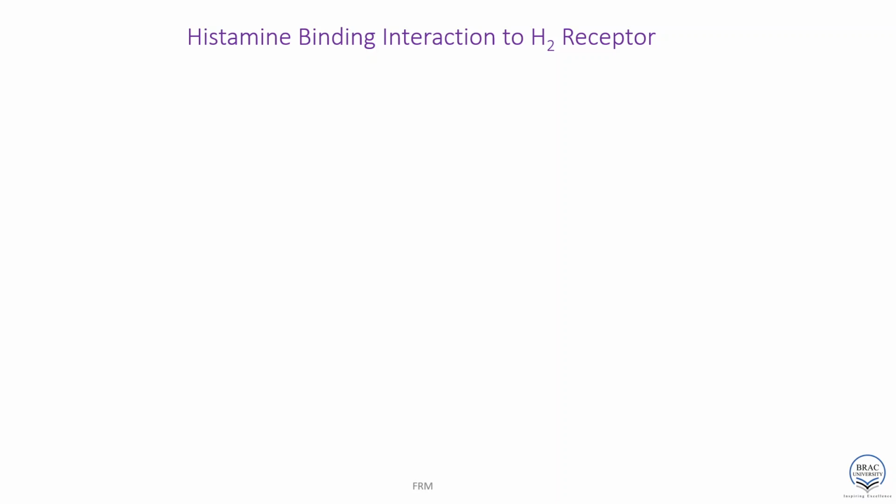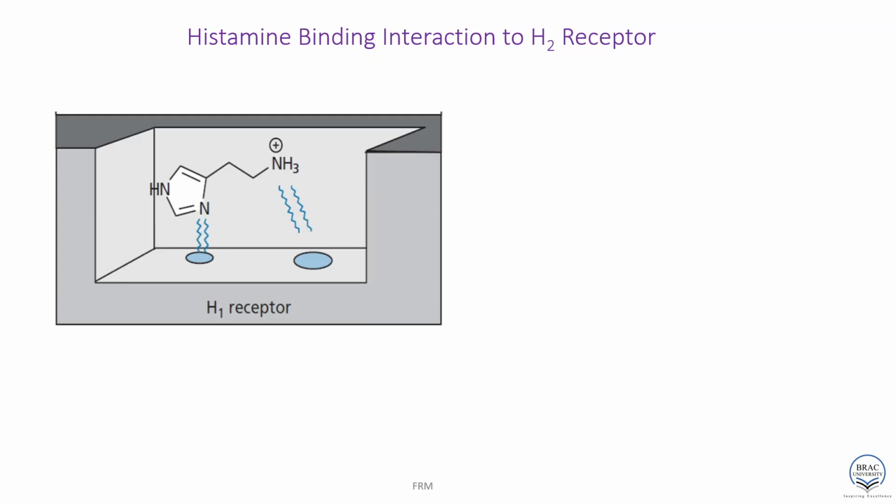So how does the histamine bind to the H2 receptor? If we understand this binding mechanism, then we can easily understand how the antagonist works in the H2 receptor. At first, this is the histamine molecule, and this whole region is the receptor. At first we are looking at the H1 receptor, but we'll be seeing H2 receptors.